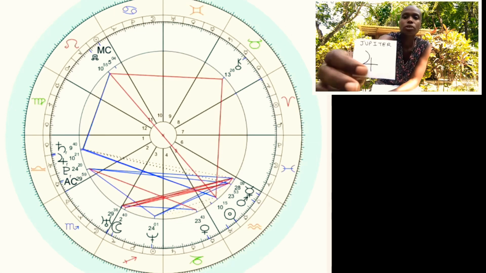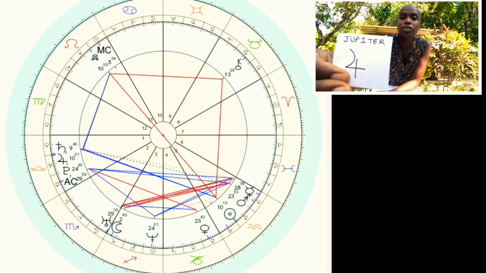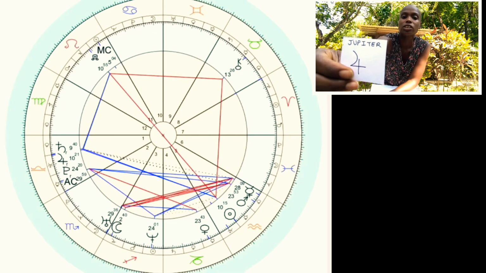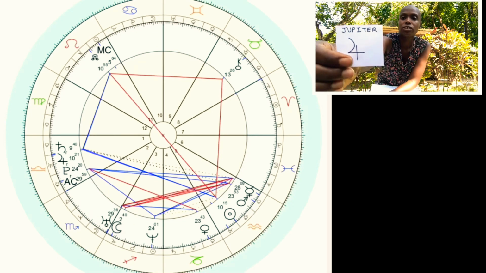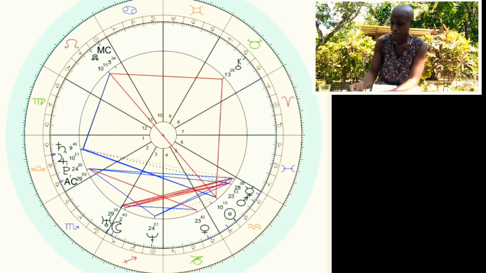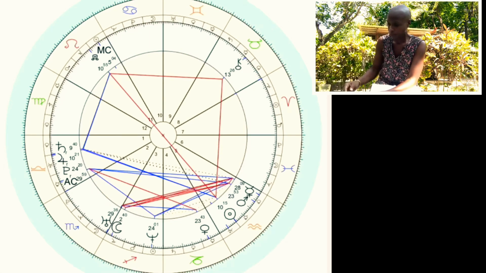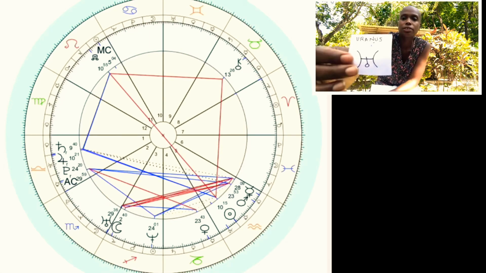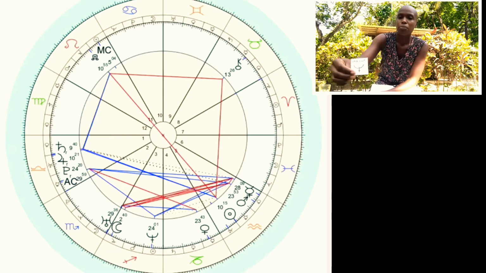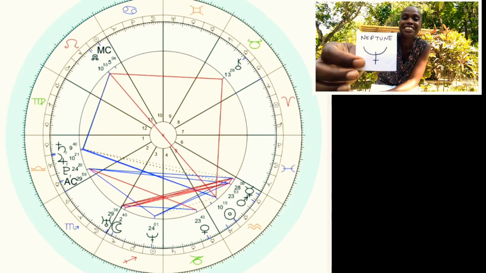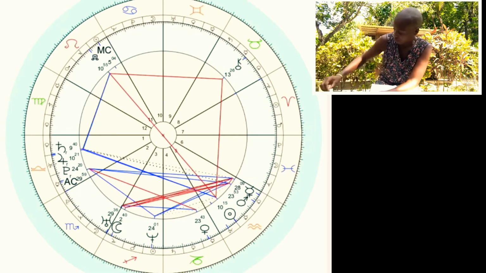We got Jupiter. My Jupiter is in the 1st house. I don't know if you can see it, but if you look, my Jupiter is in the first house. My Saturn is also in the first house. Find Saturn and label it. My Uranus is in the second house. Where's your Uranus? Find it and label it. My Neptune, find your Neptune and label it.